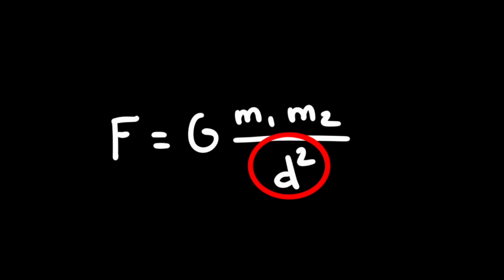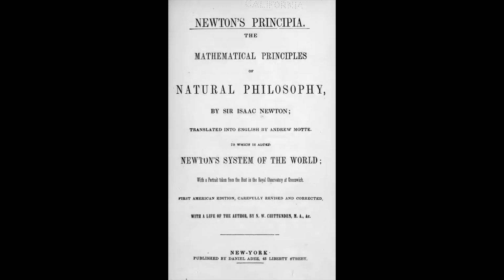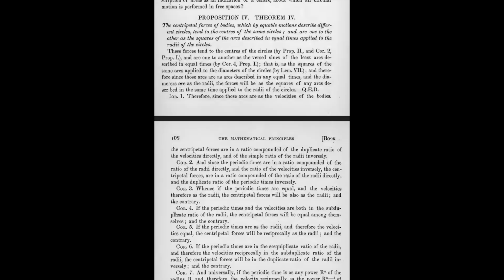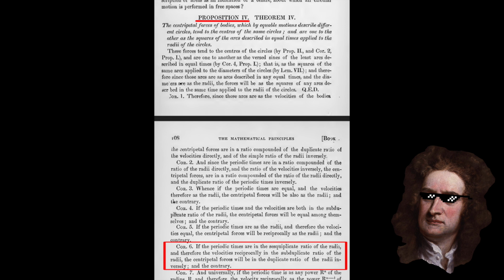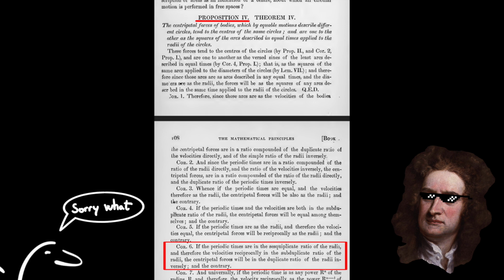Why is it d squared and not d or d cubed or exponential of d or any other function? To answer this, I went to the ultimate source, which is the Principia of Newton. And precisely the answer is at proposition 4, corollary 6, where we can read this. "If the periodic times are in the sesquiplicate ratio of the radii, and therefore the velocity is reciprocally in the subduplicate ratio of the radii, the centripetal forces will be in the duplicate ratio of the radii inversely."